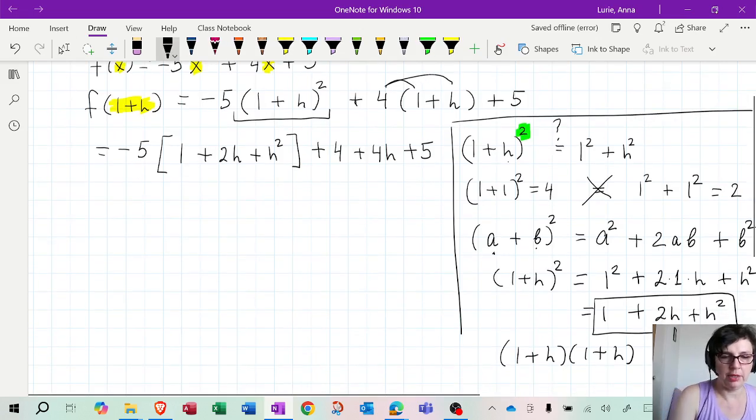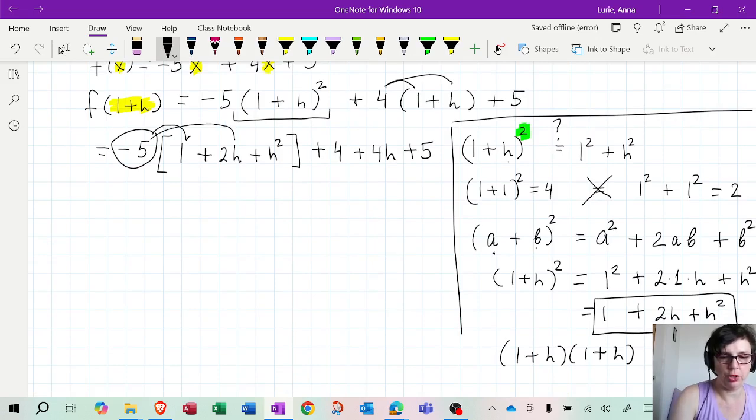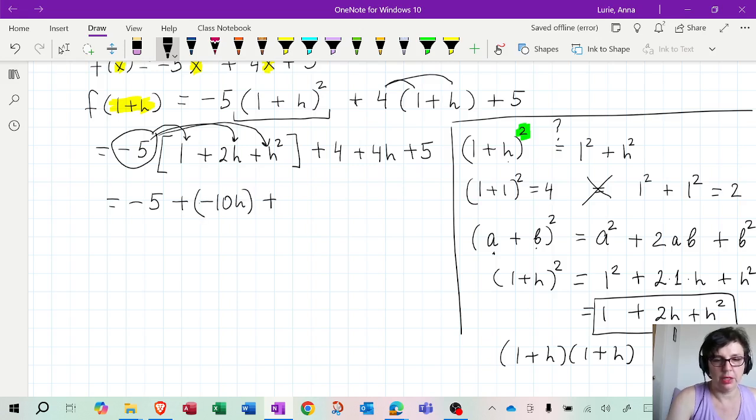Okay, so the next step is to take this -5 and distribute it to each term. So multiply each term by -5. That is going to give me -5 times 1 is -5, plus -5 times 2h is -10h, and then plus -5 times h squared is -5h squared. Okay, so plus 4 plus 4h plus 5.